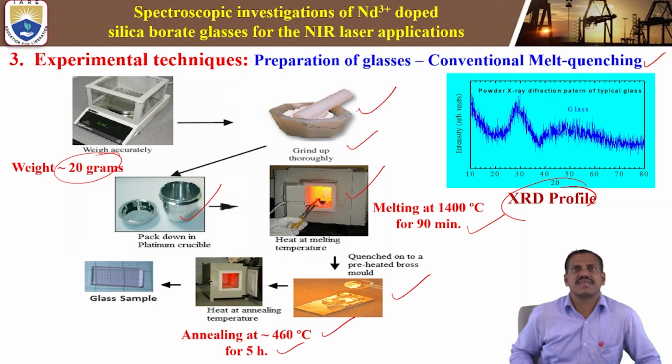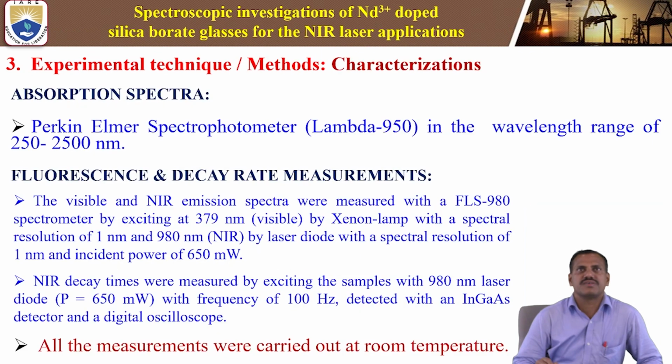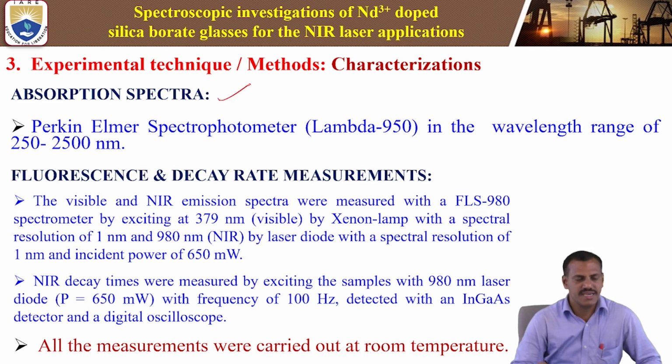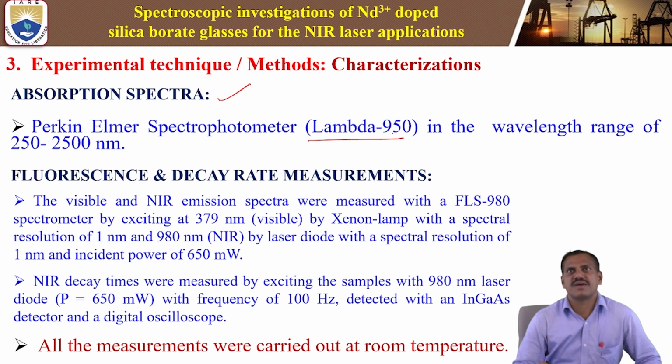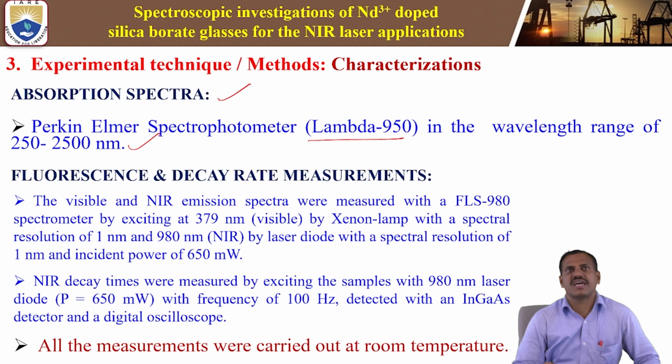After that, we need to measure different kinds of characterizations. So these are the experimental techniques or characterization methods. Initially, we measure the absorption spectra using the Lambda 950 spectrometer in the wavelength range of 250 to 2500 nanometers.